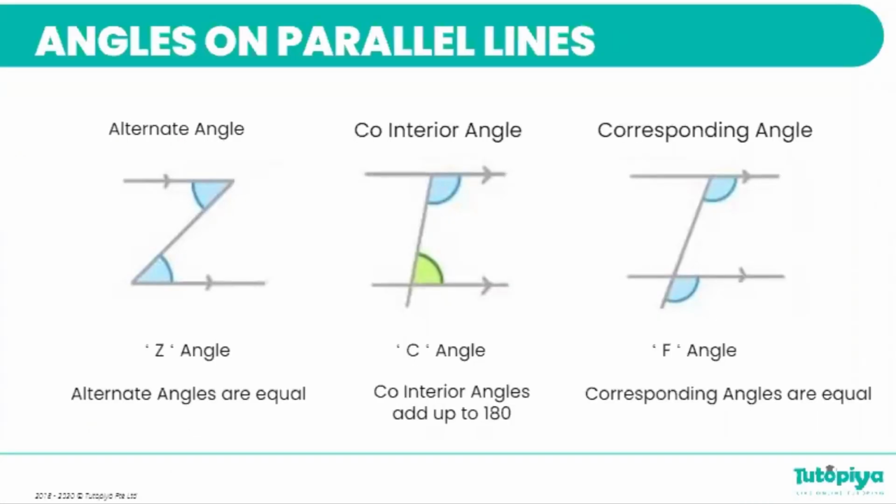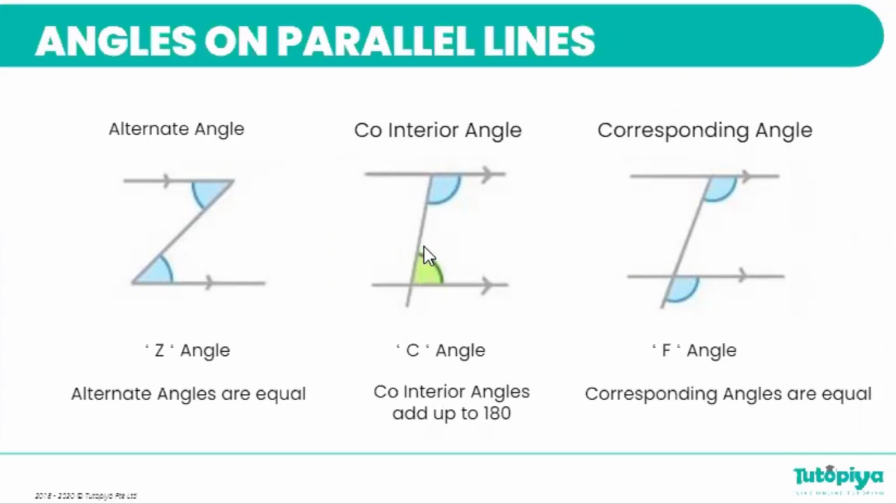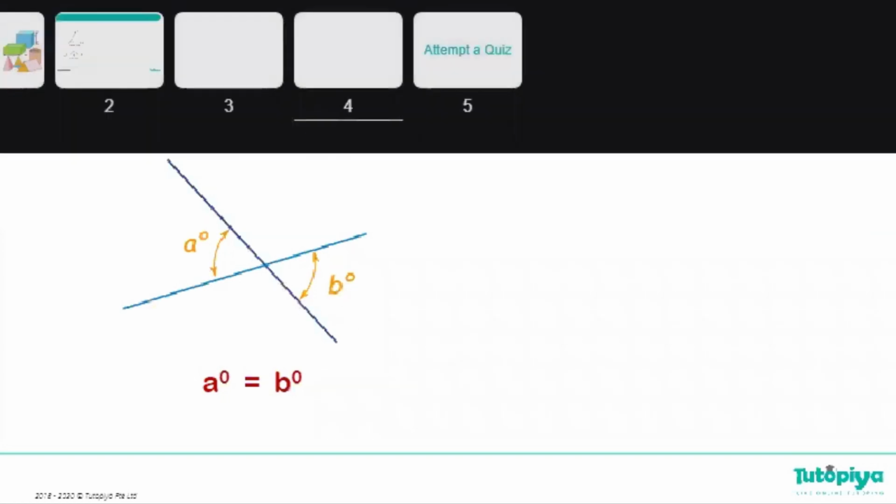So to quickly summarize the angle rules that we've learned here, so we've seen that when we have parallel lines, we can get alternate angles, we can get co-interior angles, and we can get corresponding angles. When we get alternate angles, we can see that alternate angles are going to be equal. Co-interior angles, on the other hand, are going to add up to 180. And finally, corresponding angles are also going to be equal. Then we've also looked at the fact that vertically opposite angles are going to be equal.